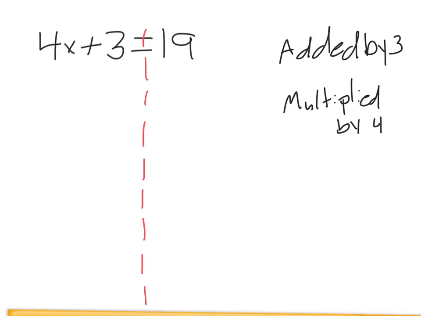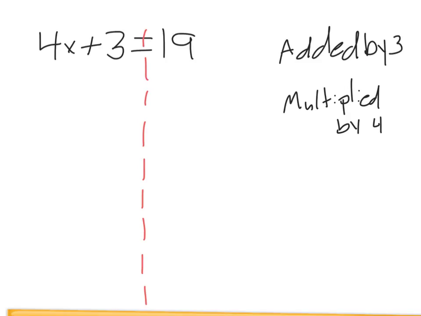Probably 90% of the time, maybe even more than that, whatever is farthest away from the variable is what you want to get rid of first. Whatever is the farthest away is what I'm going to get rid of first. So I have to get rid of adding 3 and multiplying by 4. Which one of those is farther away? 3.